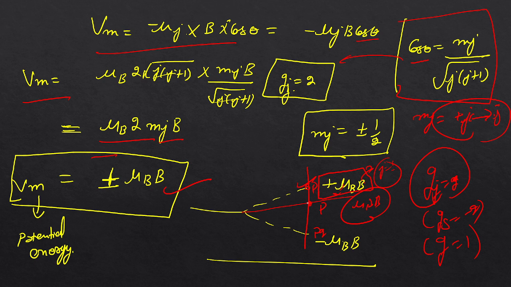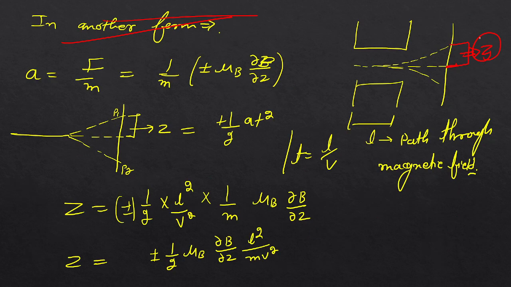Now in another form, we can ask what the displacement is. I am talking about this displacement, let's say it is the displacement Z. We can start directly from the formula you have studied: displacement is 1 over 2 plus minus 1 over 2 A T square, because the displacement goes both sides, from P upwards and downwards. You can easily calculate from here, where A is the acceleration, which is force over mass, 1 over m.